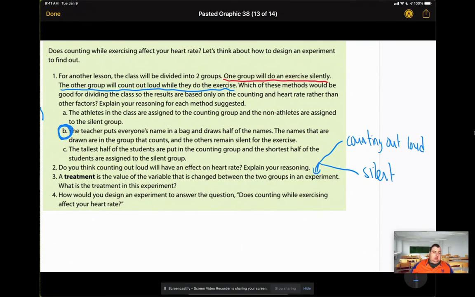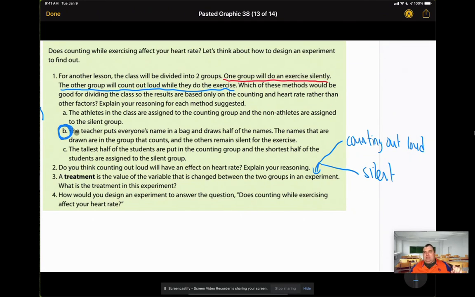Number 4, how would you design an experiment to answer the question, does counting while exercising affect your heart rate? So again, I'm going to answer this verbally. If I were going to do my own experiment with a class of mine to answer that question, how would I set up the experiment? Well, the first thing I would do is divide the class randomly into 2 groups. And I would use the method described up here.